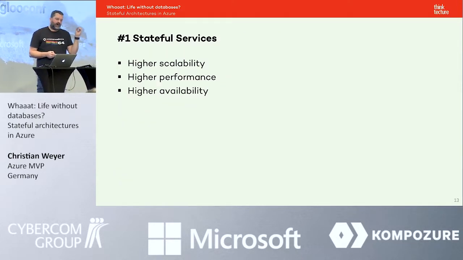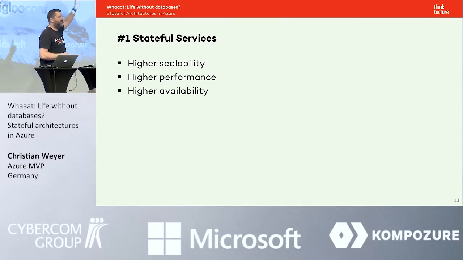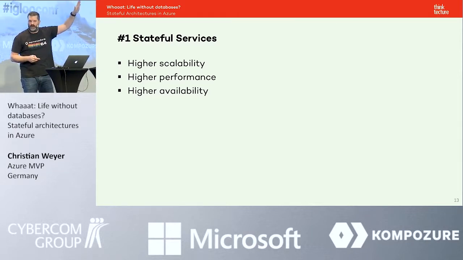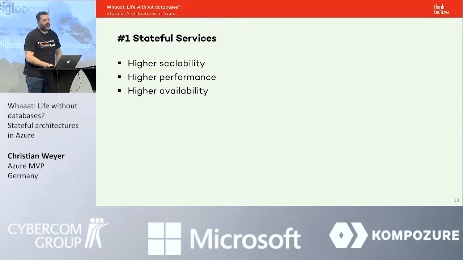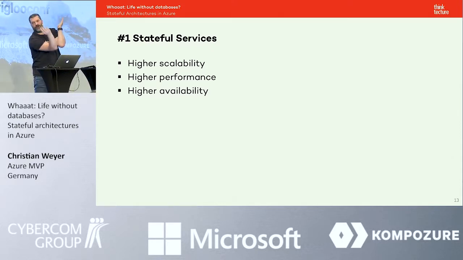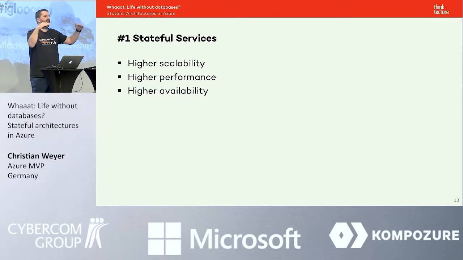Stateful services are for higher scalability, for higher performance, and for higher availability. And look at the first two points. Usually when we are talking about distributed application architectures, we try to focus on one. We try to optimize one, and the other one, well, is losing. So if we try to actually make the performance higher, we might get into trouble with scalability. If we want to make it more scalable, we might get into trouble with performance. Or what we hopefully can achieve is to have both at a very, very high level.